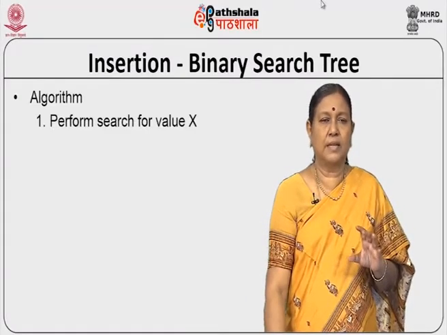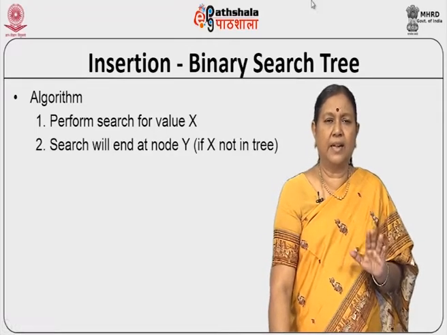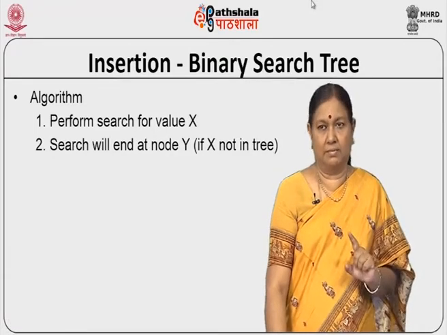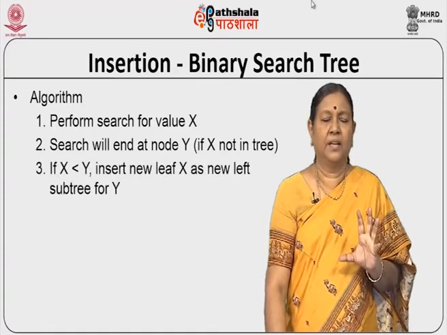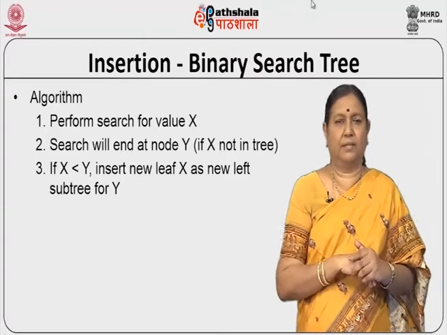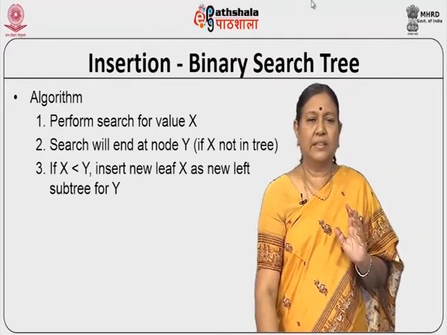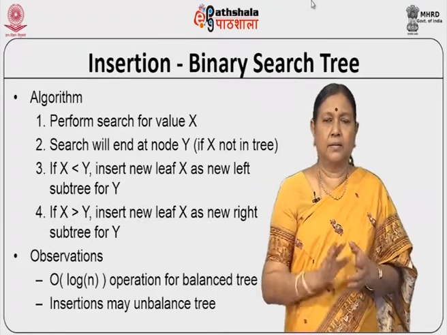The algorithm is as such: perform a search for the value x first. Now, the search will end at a node y if x is not there. It is not in the tree, so it will end at another node y. If x is less than y, insert the new leaf as the left subtree of y. If x is greater than y, you insert it as the right subtree. This is the algorithm.